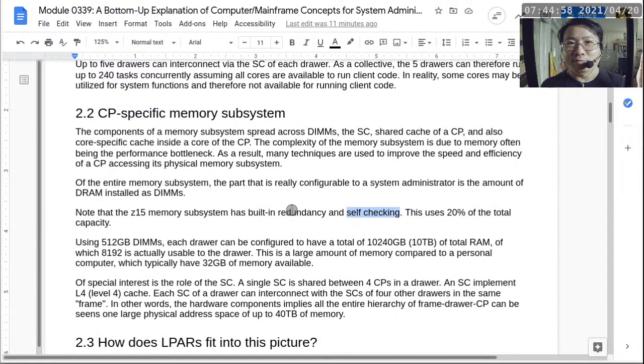A component has failed, I'm just going to quit now. Okay, so self-checking is important, and that's usually done by a parity bit. But the Z15 memory subsystem also has built-in redundancy, which basically means if one DIMM has gone bad, because of the self-checking mechanism, it has self-identified and goes like, okay, I have, just don't use me anymore. Okay, I cannot be relied on.